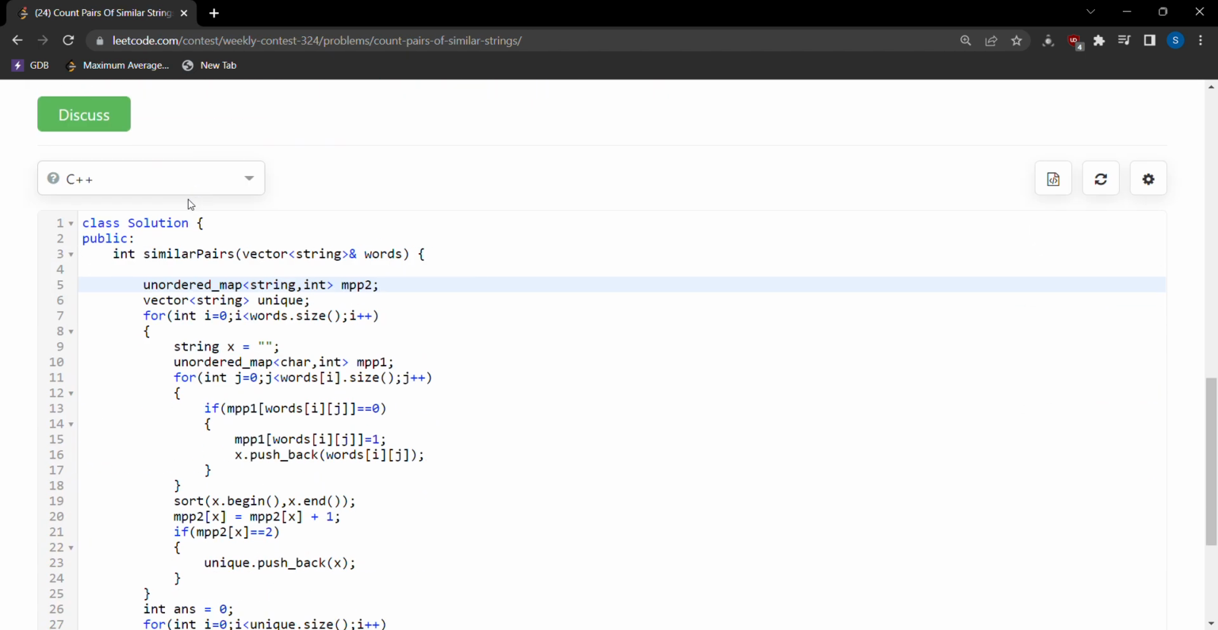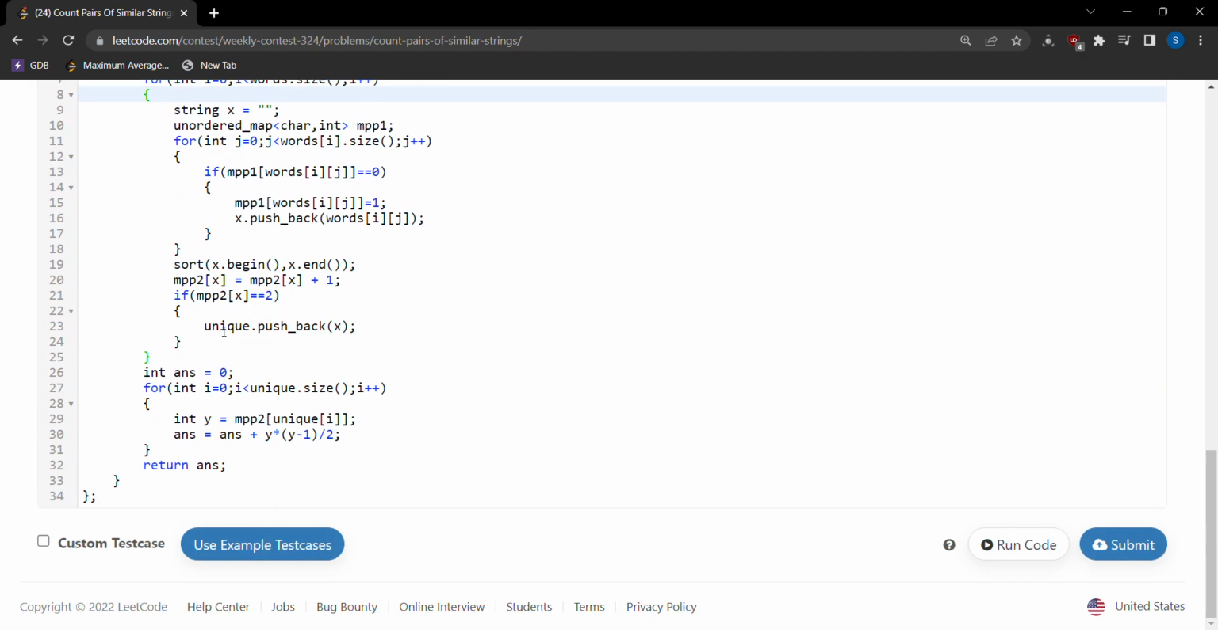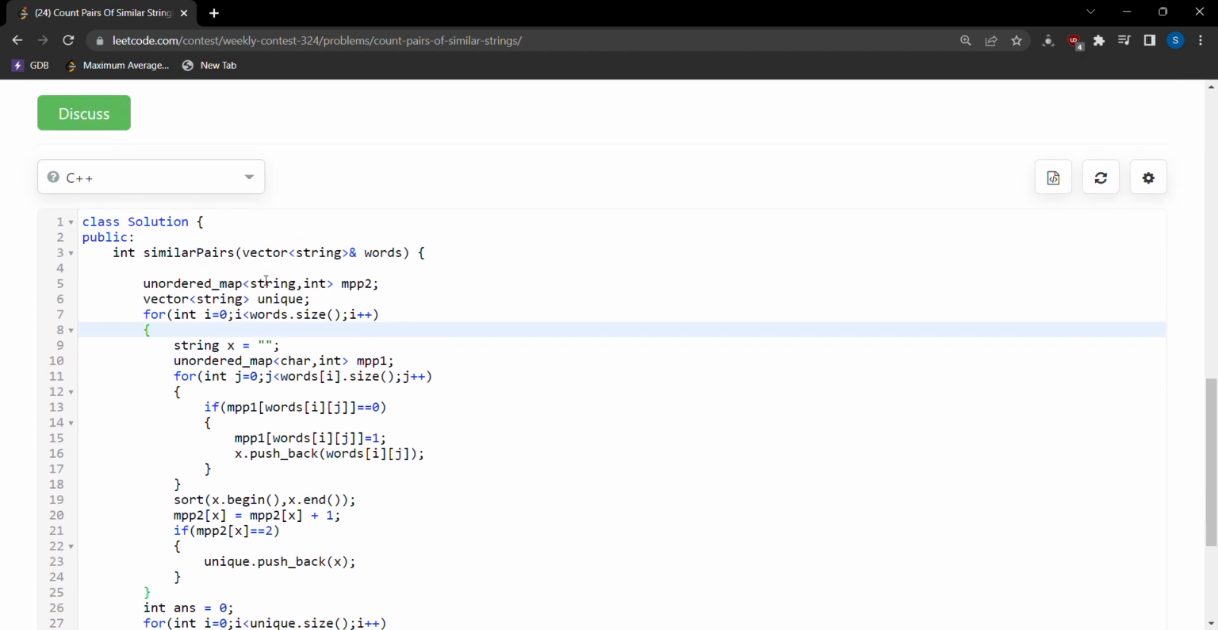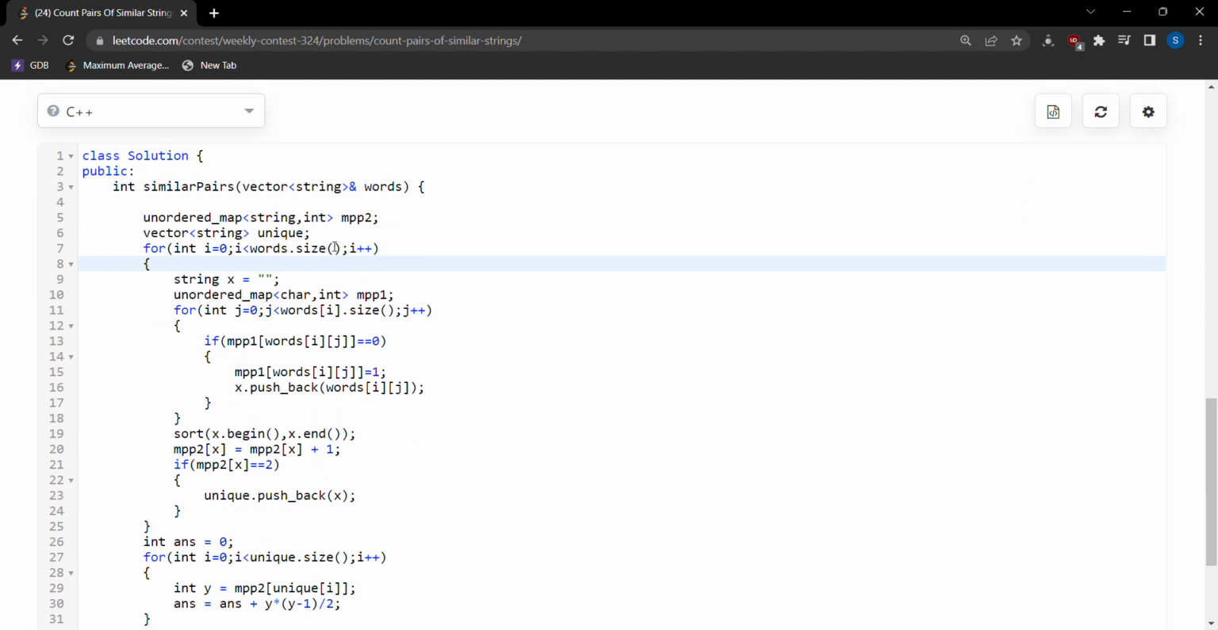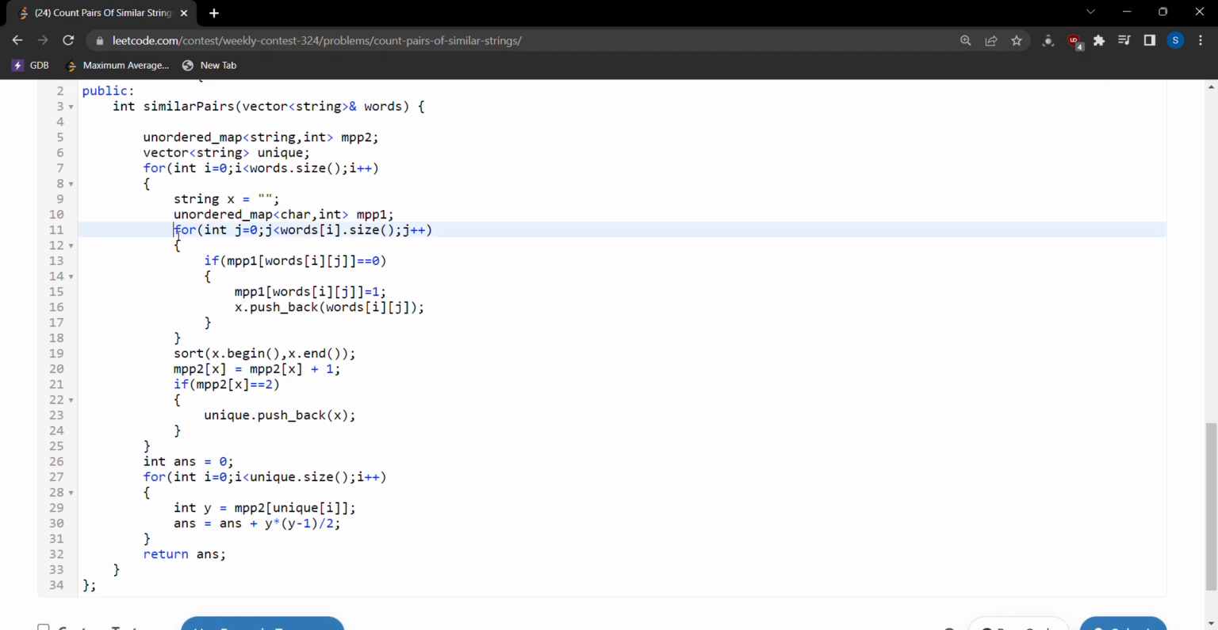Now, to tell you the truth, this might not be the best code, but let me first explain the code, then I'll tell you what the problem is here. First we'll be traversing the words array. That means this will traverse each and every word and further check. First of all, we'll define a string x, then we'll define an unordered map, but this time of char, named mpp1.